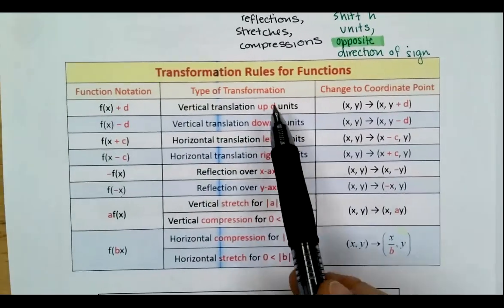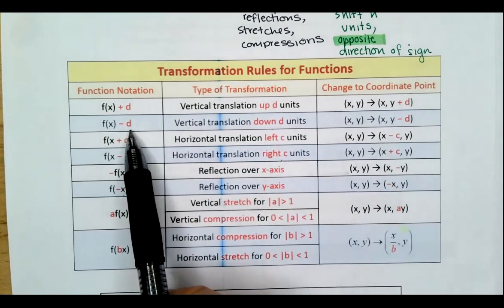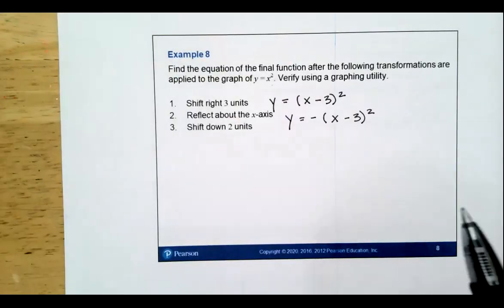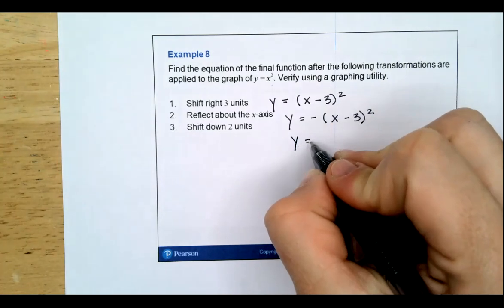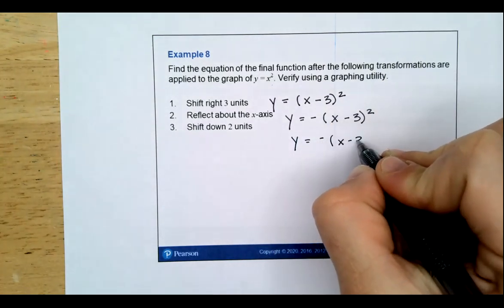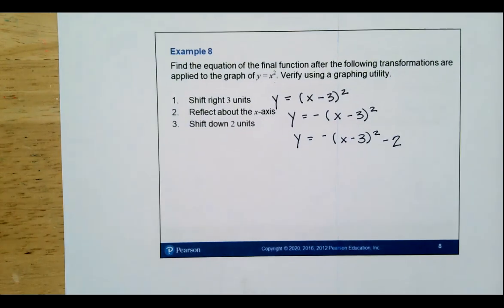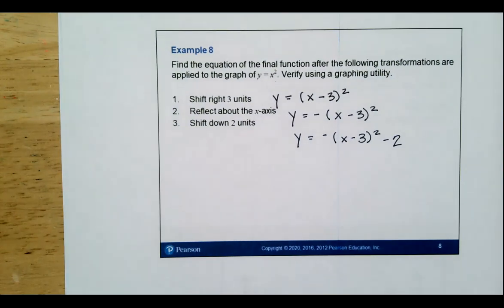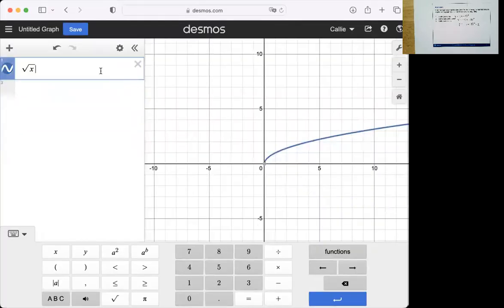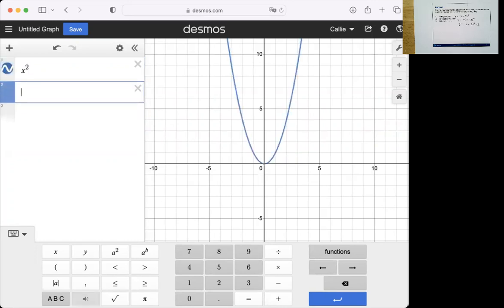Shifted down 2 units. Down 2 units means we subtract 2 outside the parentheses. y equals negative (x minus 3) squared minus 2. Okay? Now it asks us to verify using a graphing utility. That just means start with x squared and then go to negative parentheses x minus 3, close the parentheses, squared, minus 2.